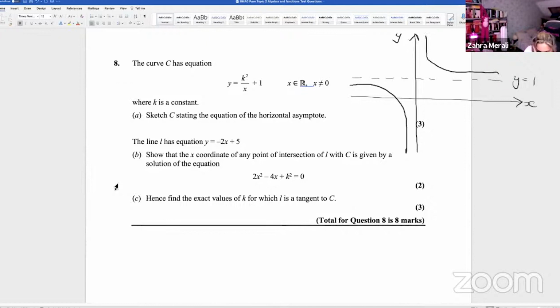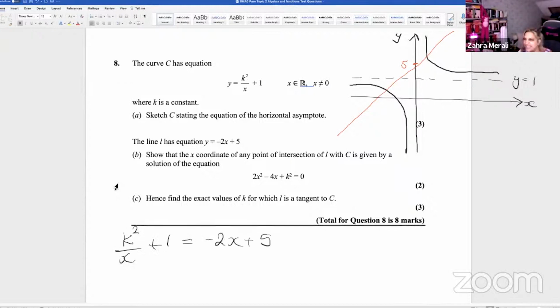Then we get told the line L has an equation minus 2x plus 5. That's nice. Show that the x coordinate is given by the solution. Okay, so we've got a line that goes through somewhere here, so 5. And so we're essentially making them equal to each other. So we've got k squared over x plus 1 equals minus 2x plus 5.